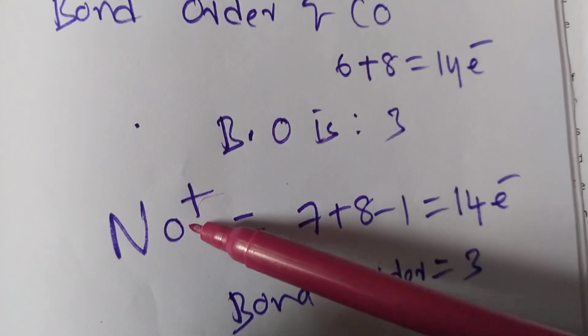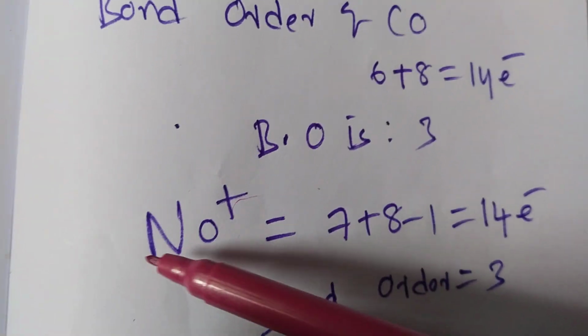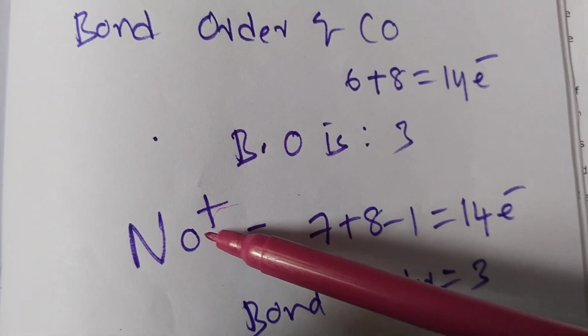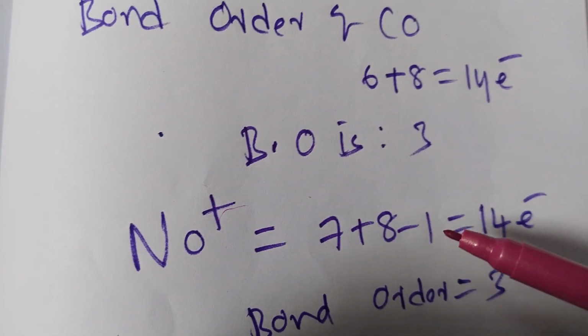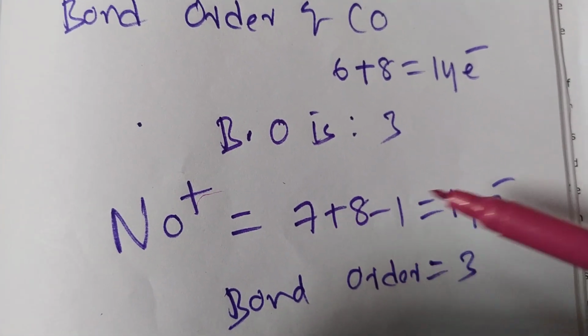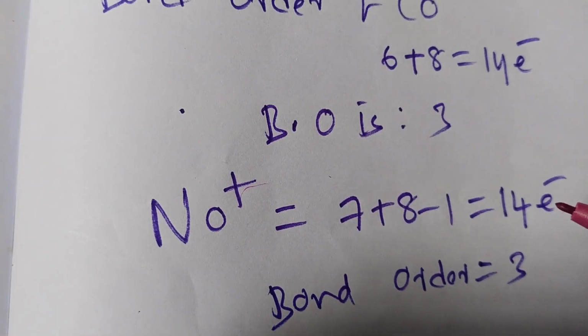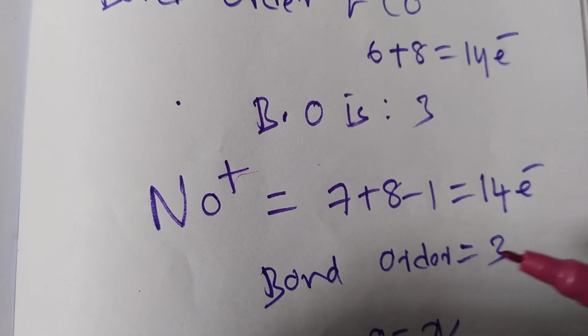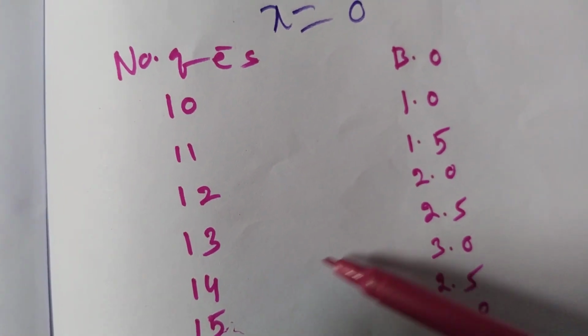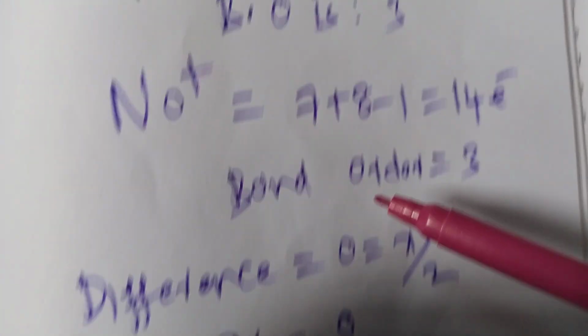At the same time, NO+: nitrogen atomic number 7, oxygen 8, and plus means remove 1 electron. So 8 plus 7, 15, minus 1, 14 electrons are there. Number of electrons 14, bond order is 3. Please note it.